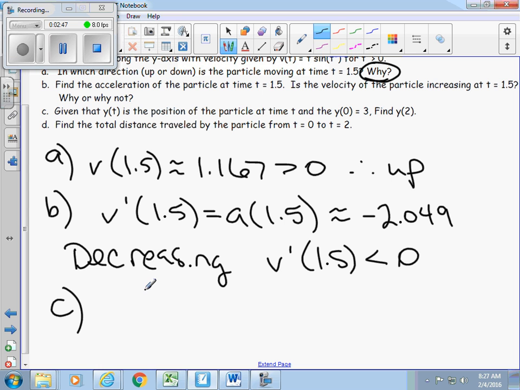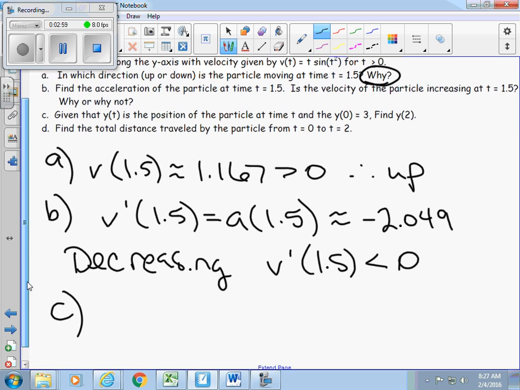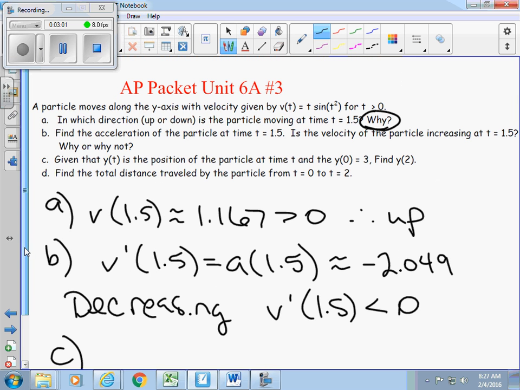Given that y of t is the position, and that, yes? When you put it in your calculator, do you put this x squared inside the parentheses? Yes, but on the sine. The time that you do this squared is when it's sine squared of t.